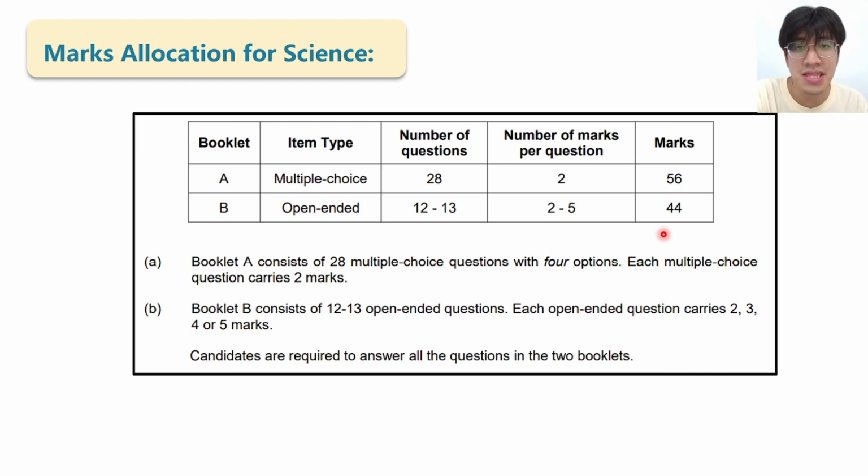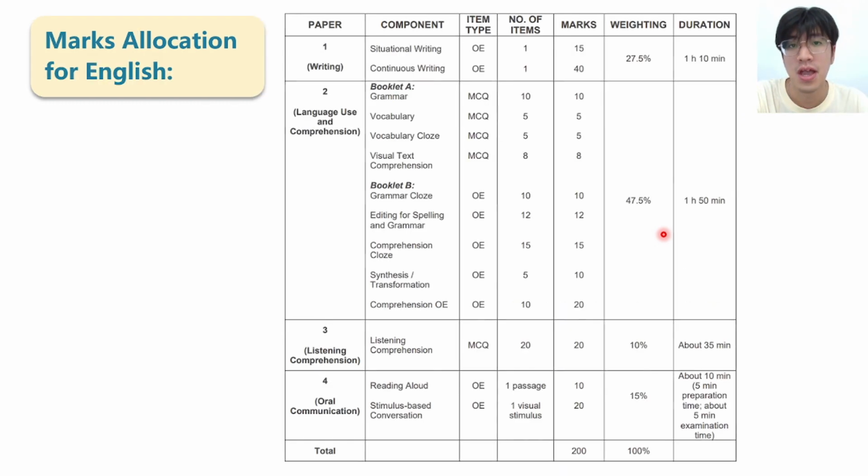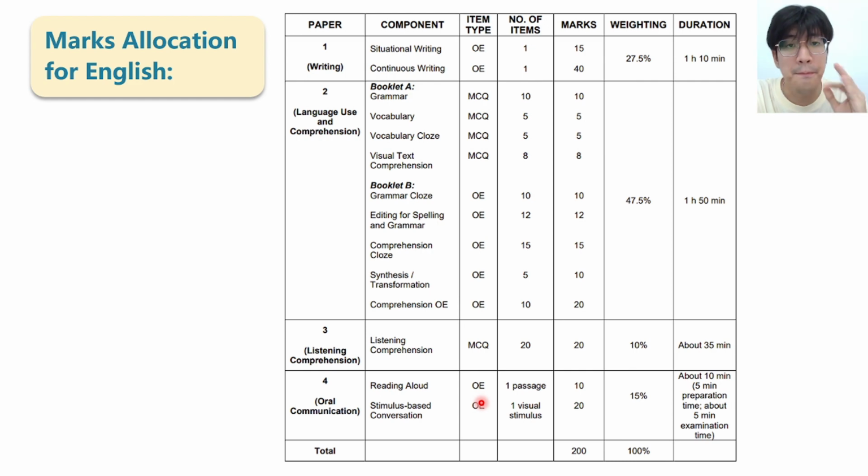Now, things are slightly different for the English subject. For English, it consists of 3 tests: a written test, a listening test, and an oral test. And this OE over here stands for open-ended questions. And these 3 tests are conducted on different days, meaning there are 3 days of English exam in total. And the total mark for English is going to be 200, the full mark.